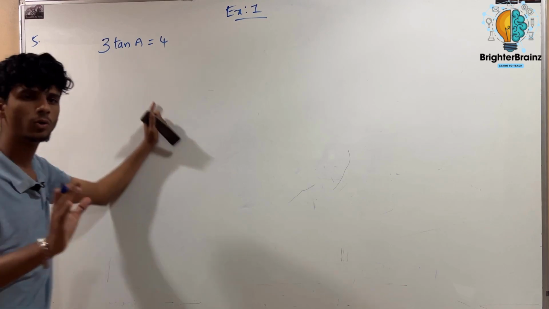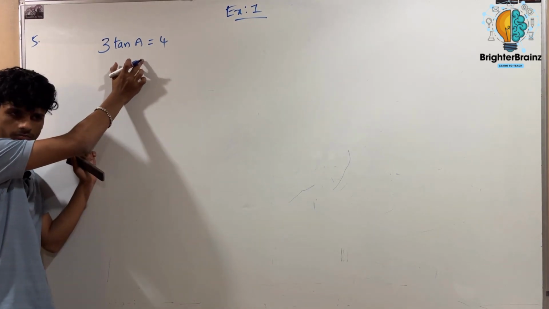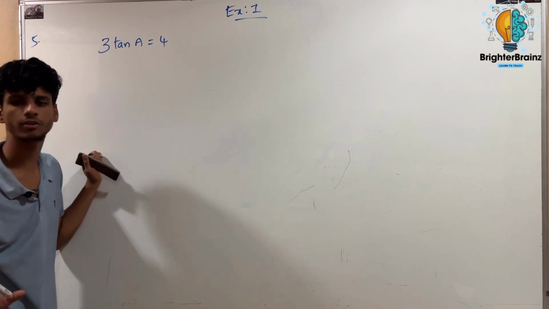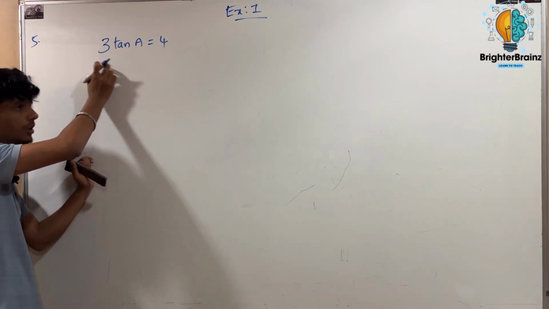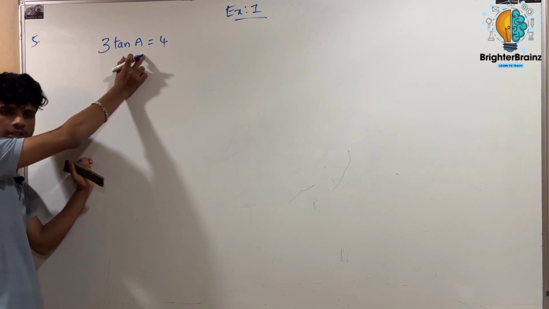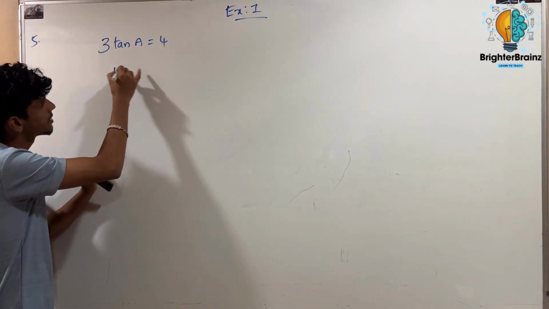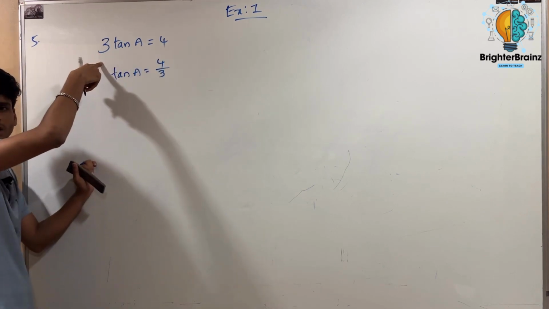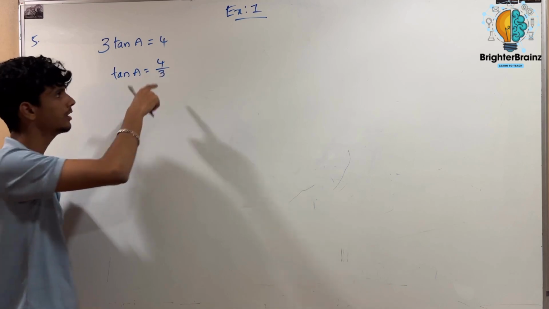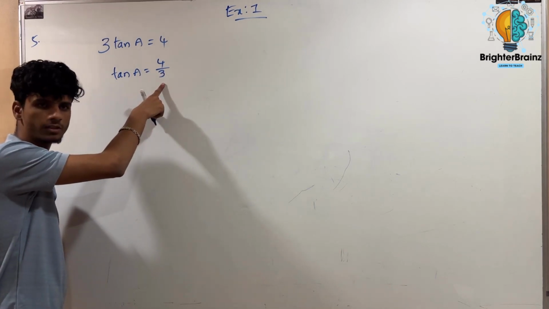So we only need the value of the trigonometric ratio tan A. Other than tan A, we have a coefficient with it. 3 is getting multiplied with tan A, so we have to transpose it to the other side. So now tan A becomes 4 by 3. Here it is getting multiplied, so if it is transposed to the other side, it gets divided. So now the value of tan A will be 4 by 3.